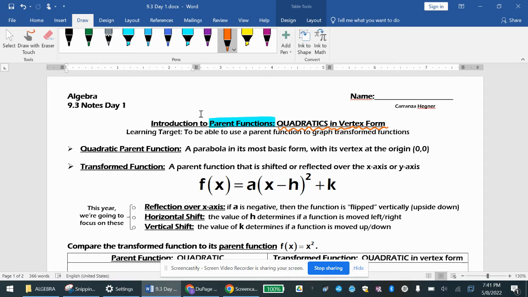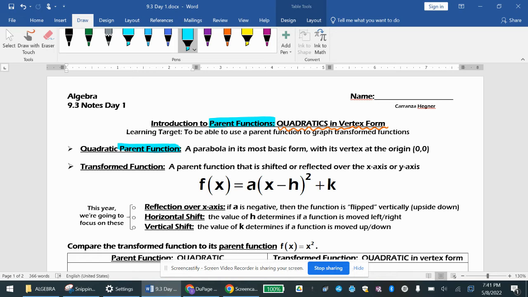Okay, so just so you guys know, parent functions are equations of any function in its most basic form. Again, remember I said we're going to focus on parent functions. Today we're going to be talking about parabolas and quadratics.